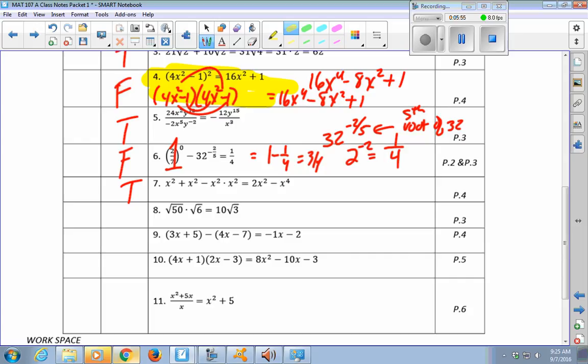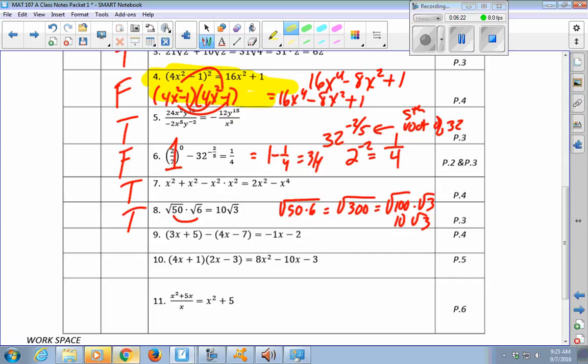8, true, true, true, question. All right, so 8 is a multiplication problem. So the best thing to do is to just multiply those two things. Get the square root of 300, which is the square root of 100 times the square root of 3, and that's 10 square roots of 3. So that's true.